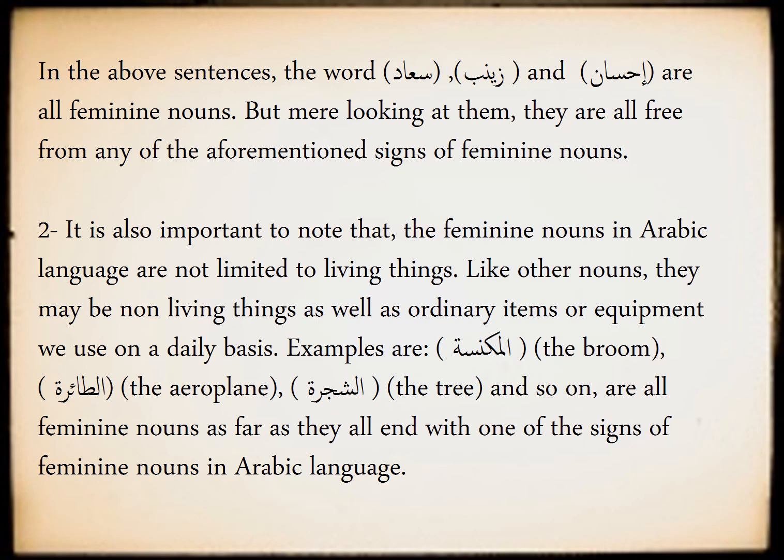2. It is also important to note that the feminine nouns in the Arabic language are not limited to living things. Like other nouns, they may be non-living things as well as ordinary items or equipment we use on a daily basis. Examples are Al-Miknasatu, the broom, At-Ta'iratu, the aeroplane, Ash-Shajaratu, the tree, and so on, are all feminine nouns as far as they all end with one of the signs of feminine nouns in the Arabic language.